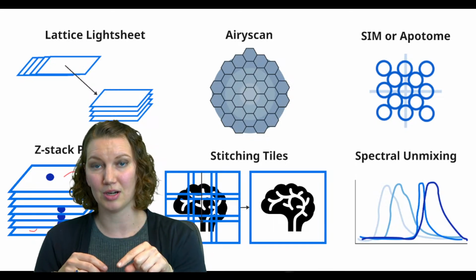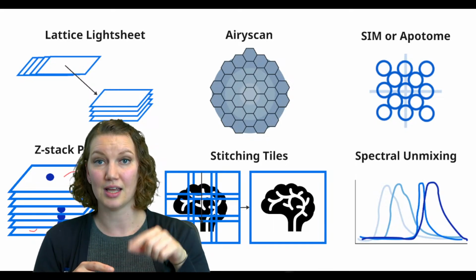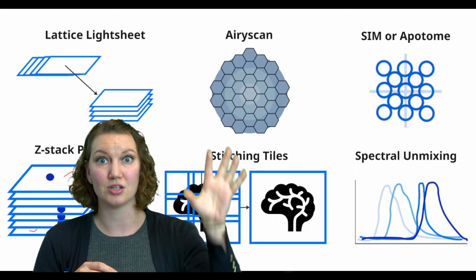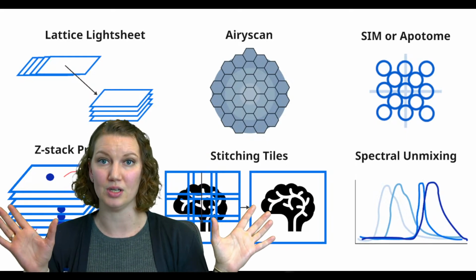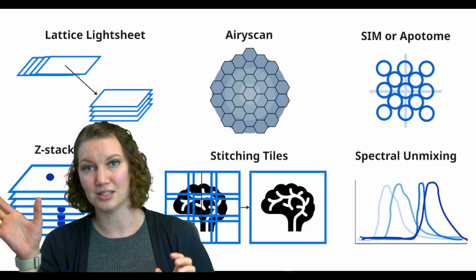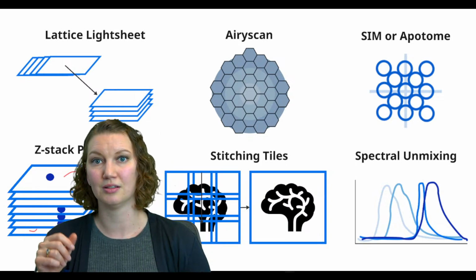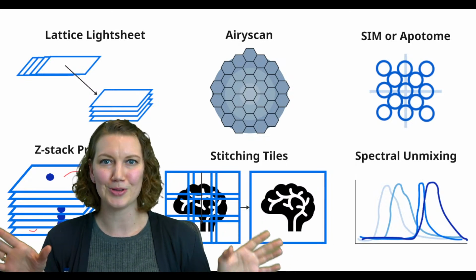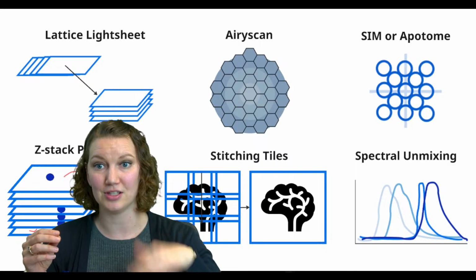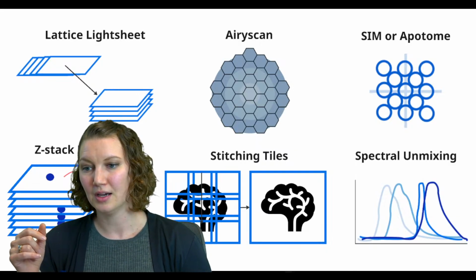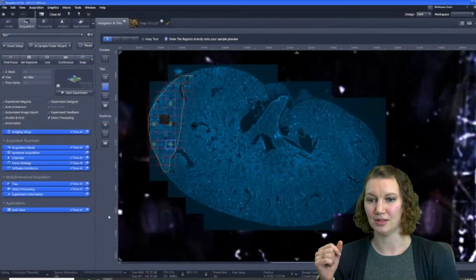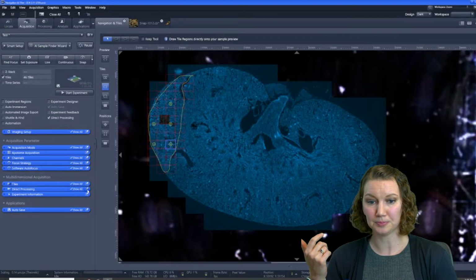We're going to start our experiment in ZEN and we're going to have it set up in our experiment setup to do whatever post-processing step we need: stitching, max intensity projection, Airyscan processing. You pick your favorite, you pick what you need for your experiment, and we're going to have it start doing that on the fly once it's done acquiring the image.